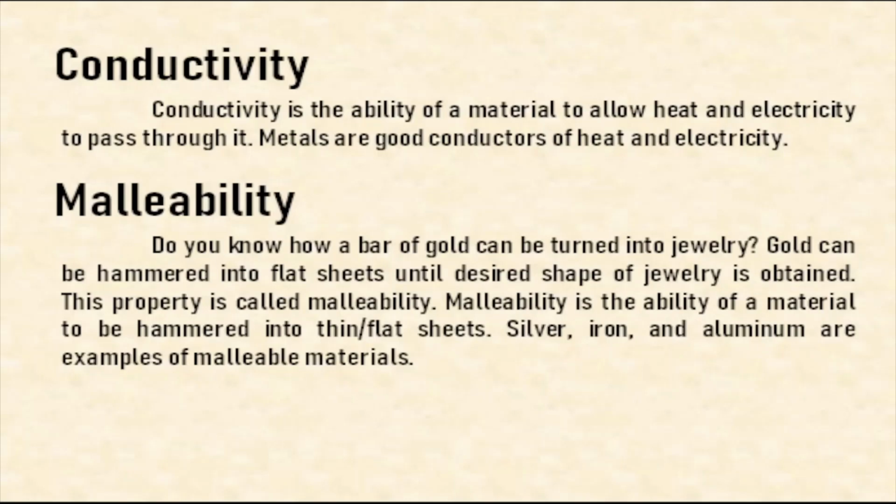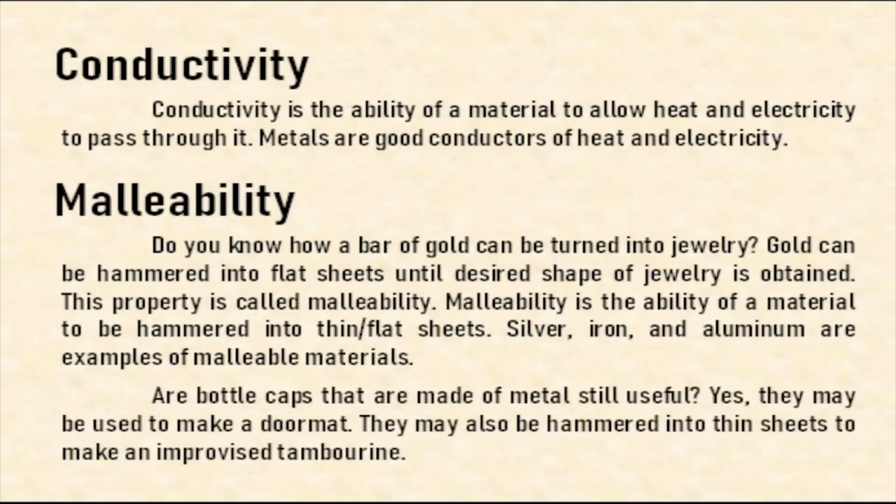Malleability. Do you know how a bar of gold can be turned into jewelry? Gold can be hammered into flat sheets until the desired shape of jewelry is obtained. This property is called malleability. Silver, iron, and aluminum are examples of malleable materials.